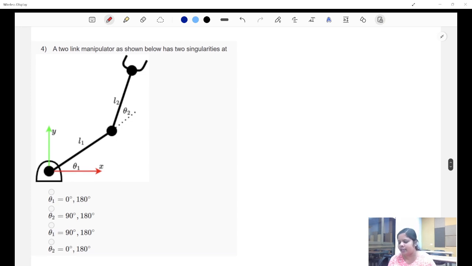Okay. A two-link manipulator is shown below and it has two singularities. At what angles? We already saw this, but just to revisit, what was the Jacobian that we saw? We differentiated it, right? We had L1 cos theta 1 plus L2 cos theta 1 plus theta 2. We differentiated it with respect to theta 1, with respect to theta 2, and then for y also with respect to theta 1, with respect to theta 2, and then we found the answer.